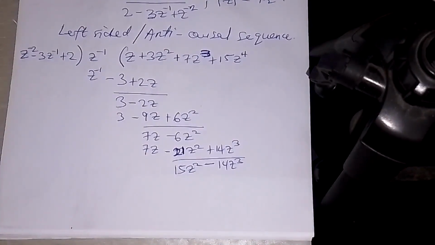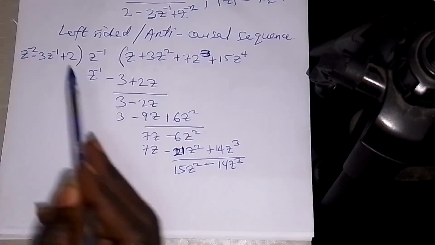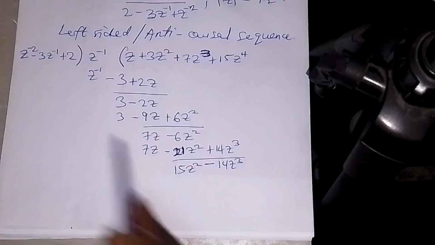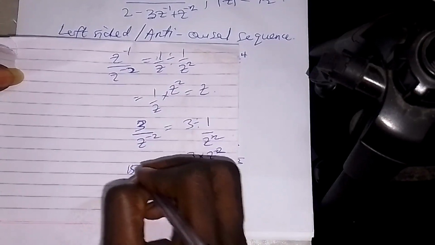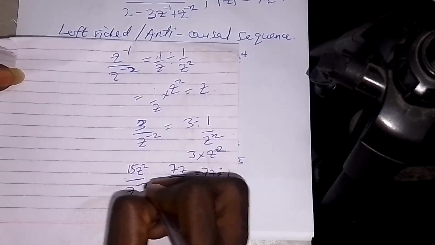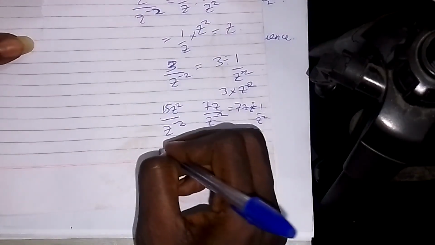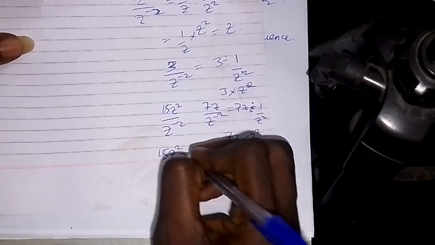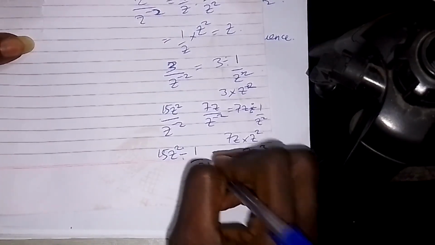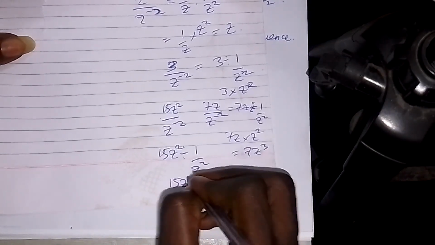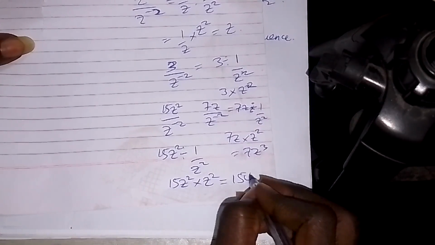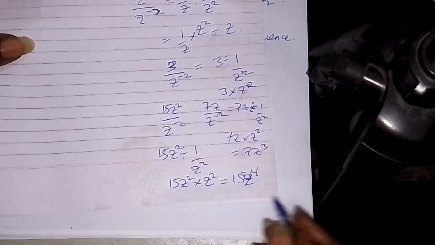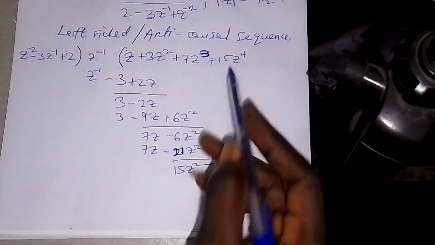If that is difficult for you, I have 15z squared here. I'm going to divide it by z exponent minus 2, or how many times can this one go into this one? So 15z squared divided by 1 over z squared, that means 15z squared times z exponent 2. So 15z exponent 4. That's what I'll get, so that's what I have here.